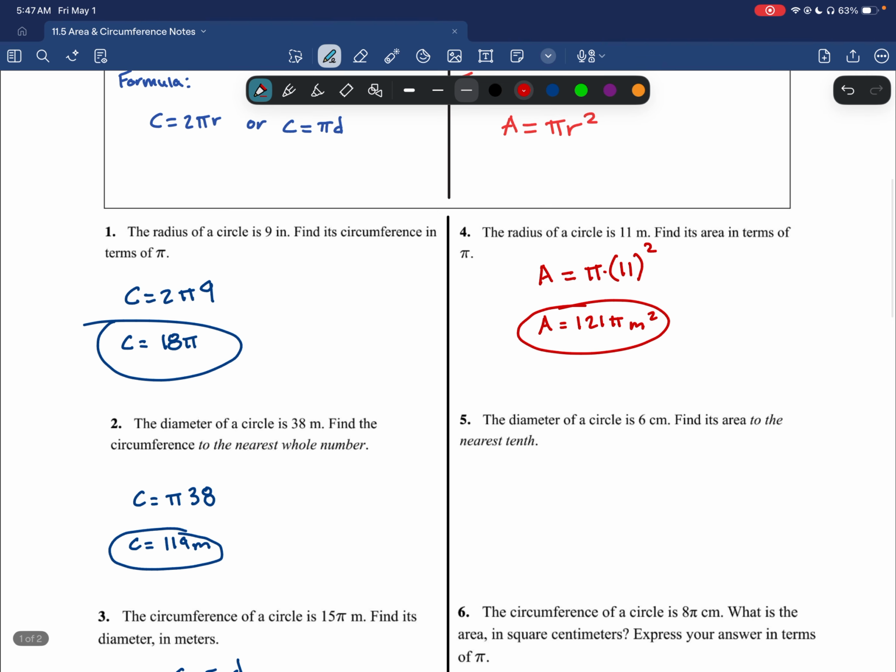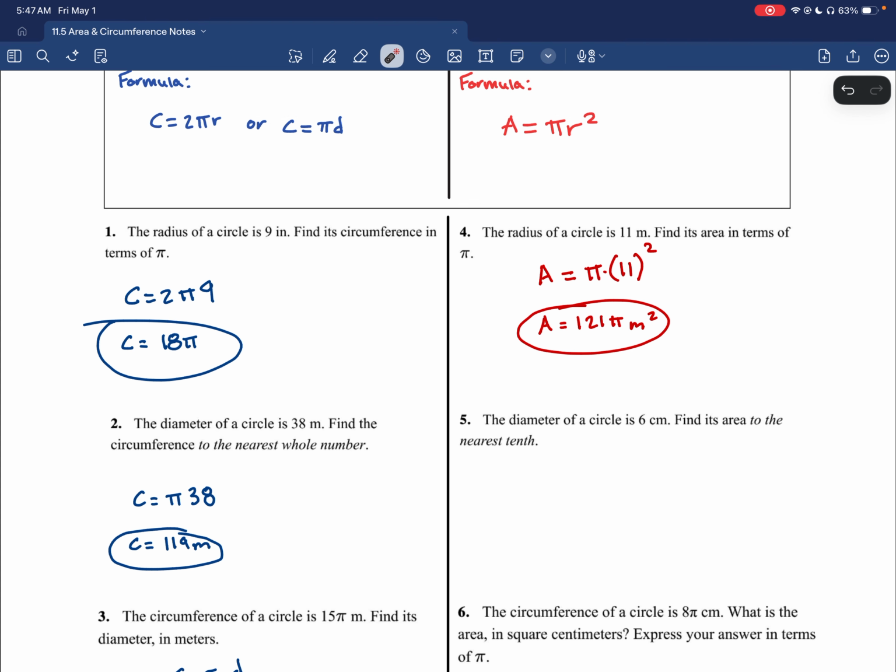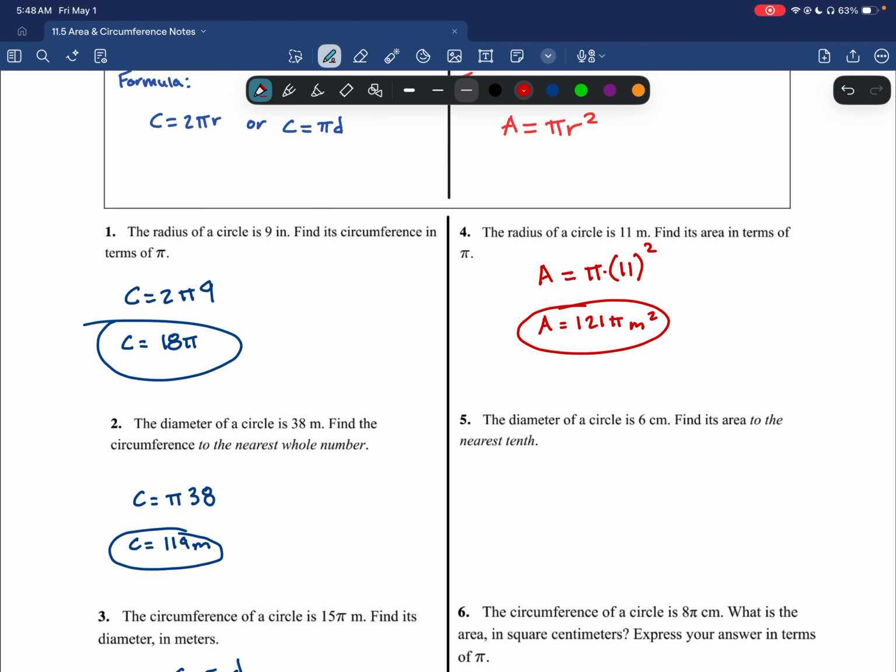All right, question 5. The diameter of the circle is 6. Find the area to the nearest tenth. So area, I have to use this equation right here. But this equation only has the radius, and it gave me the diameter. So the first step I need to do is find my radius, which we know how to do. The diameter is 2 times the radius, so I can take my diameter 6 and just divide it by 2. So my radius is 3.